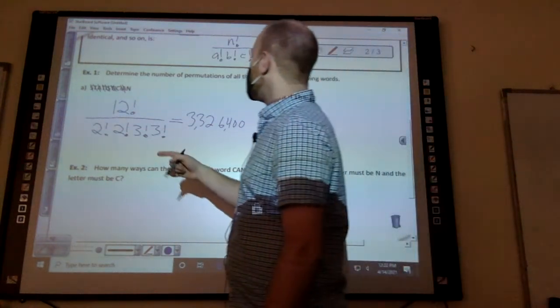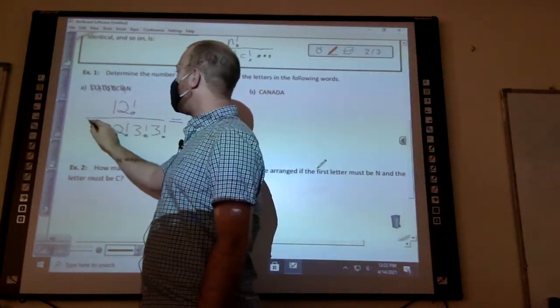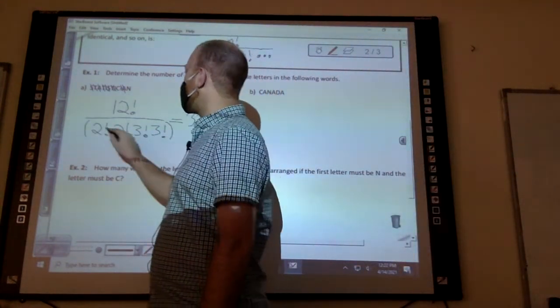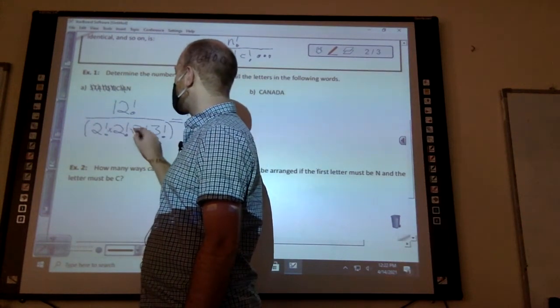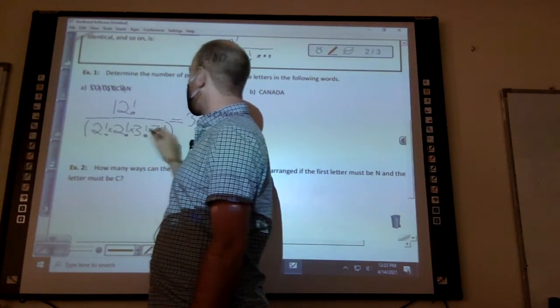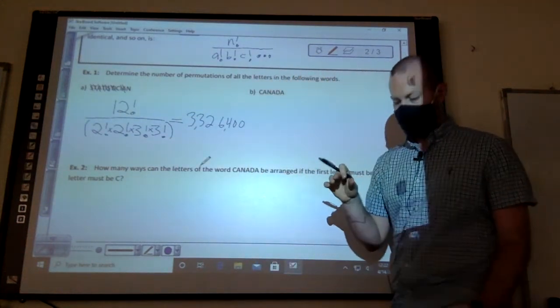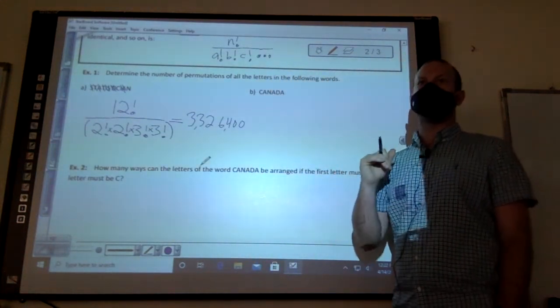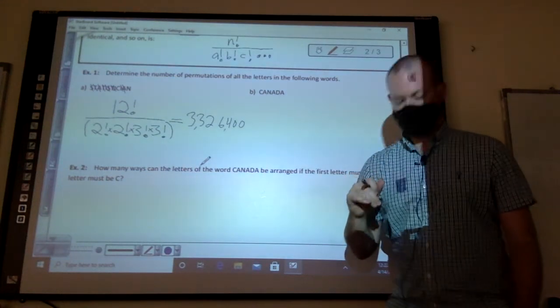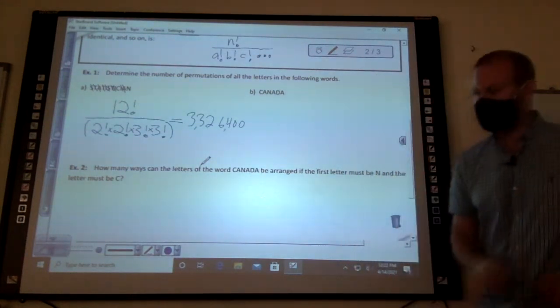When you're doing this, do 12, and then the bottom part you can put in brackets and then put a times in between each of these. So that's probably how you're going to have to write it on the calculator, or use the function where it actually puts it into the fraction form for you. Instead of using the dividing sign, use the fraction.